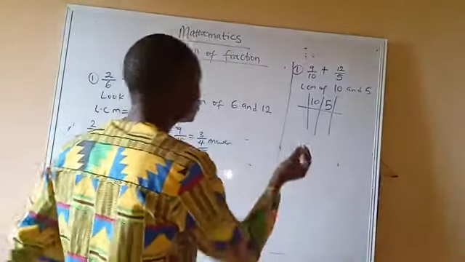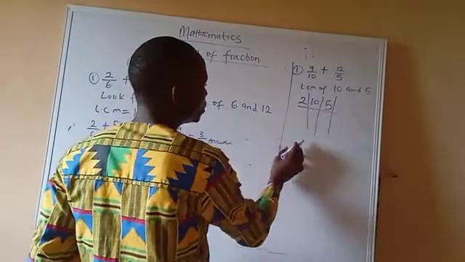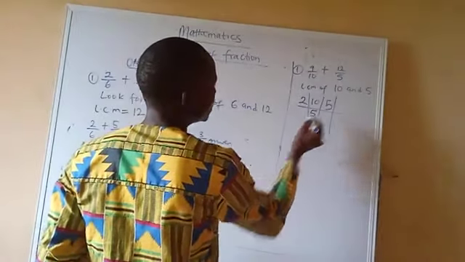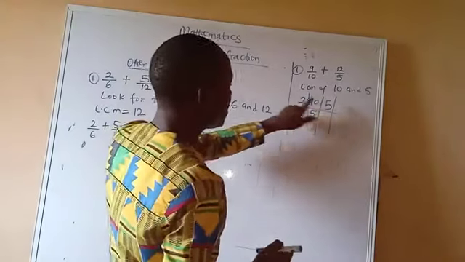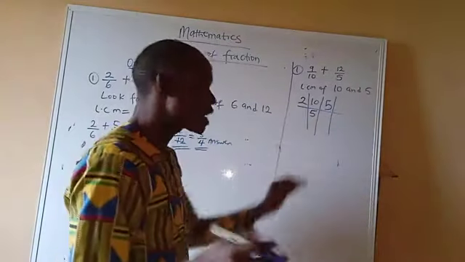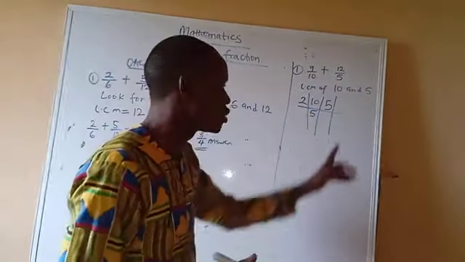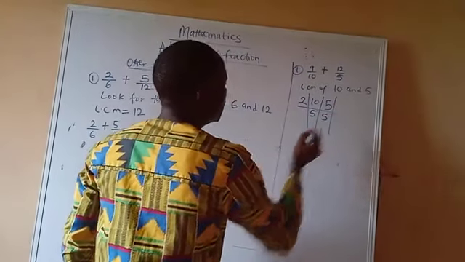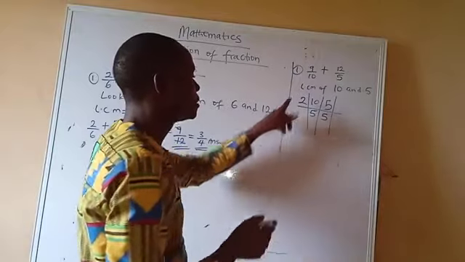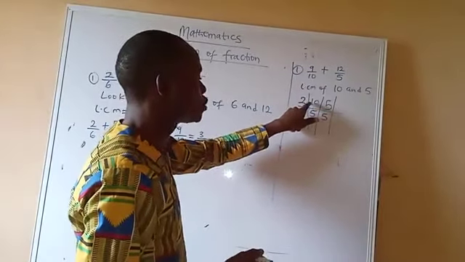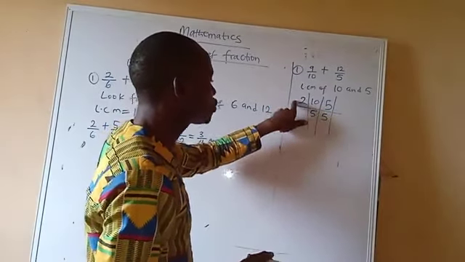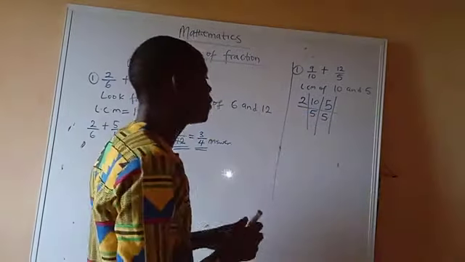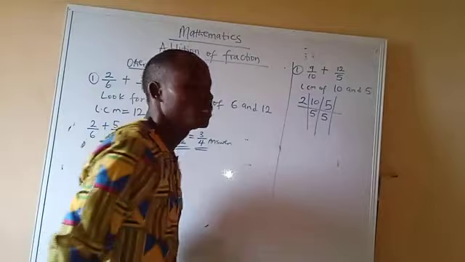Let's go. 2 go into 10. 2 go into 10 gives us 5, right? Like I told us, 2 now divides 5. Because 2 cannot divide 5 without remainder, you repeat this 5. Because 2 can divide 10 without remainder, 2 go into 10 gives us 5, but this 2 cannot divide 5 without remainder, so you repeat the same 5. Now, we have 5, we have 5.